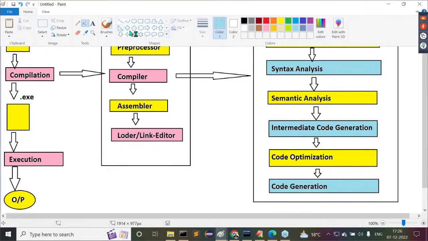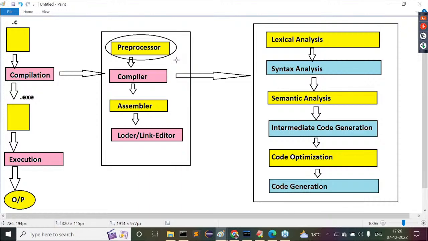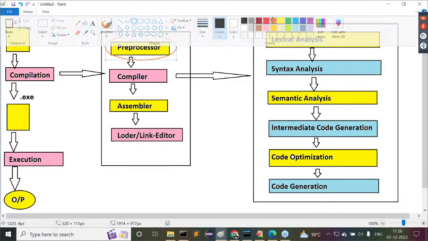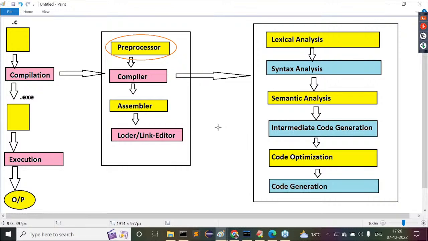Now, what is my required information here? Observe carefully. What exactly is the preprocessor? Where is the location of the preprocessor? This is my required point, and we understood that. The preprocessor location in a compilation is the very first phase. In a compilation, the very first phase is the preprocessor. The preprocessor is the first phase inside the compilation. Got it or not?